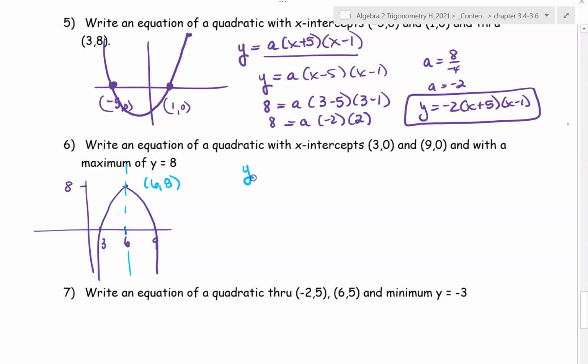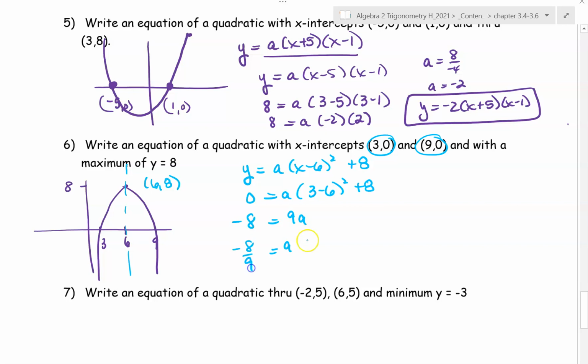So since I know the vertex, I would start with vertex form. Now we have not yet used the (3, 0). I could temporarily use 0 for y and 3 for x to find the a. So we know that a is negative 8/9.